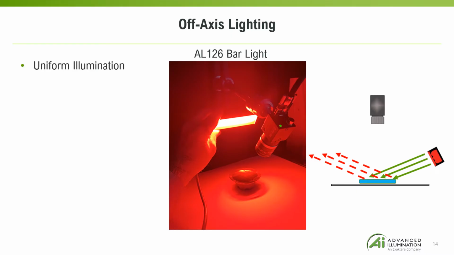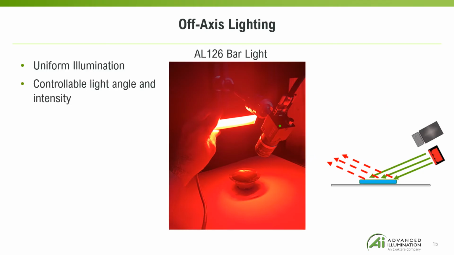They consist of multiple LEDs arranged in a straight line, providing a consistent and even spread of light across the target area. This is crucial for tasks like surface inspection where variations in illumination can mask defects or create false positives. They also minimize shadows and hotspots if you have the flexibility to reposition the light. They help you to control the light angle and intensity.